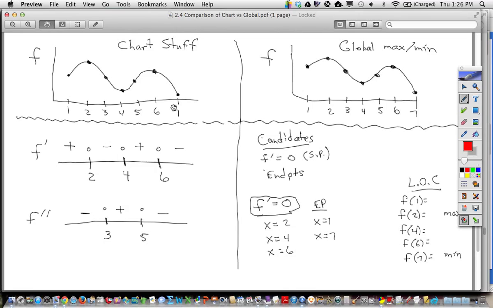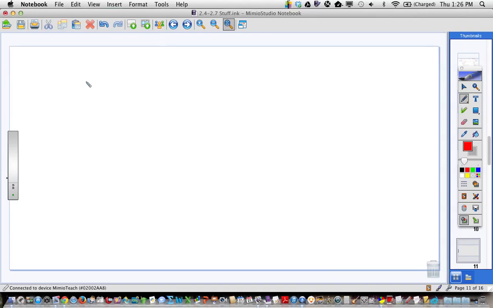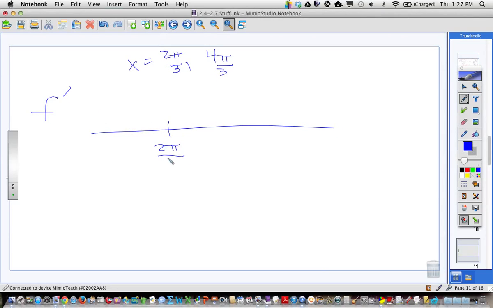Okay? Now, if we were to continue on 37, let's just real quickly here. On 37, it also asks for local max min. Well, you already did the work of finding the stationary points, right? You already had that. It was 2 pi thirds and 4 pi thirds. So we would do our number line. Okay, you don't need to write this down. You don't want to. It's up to you.